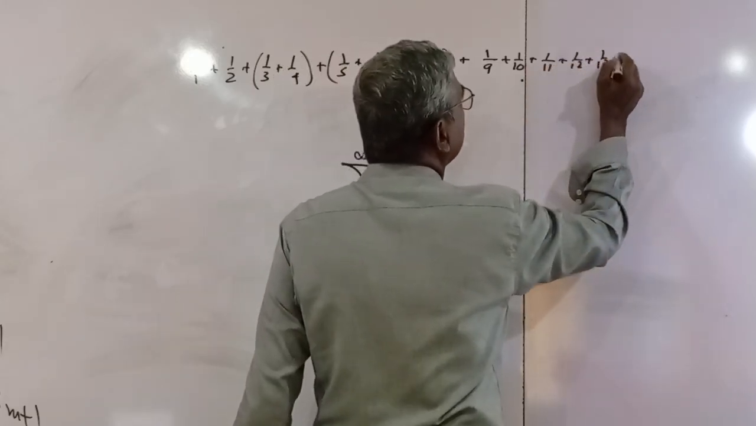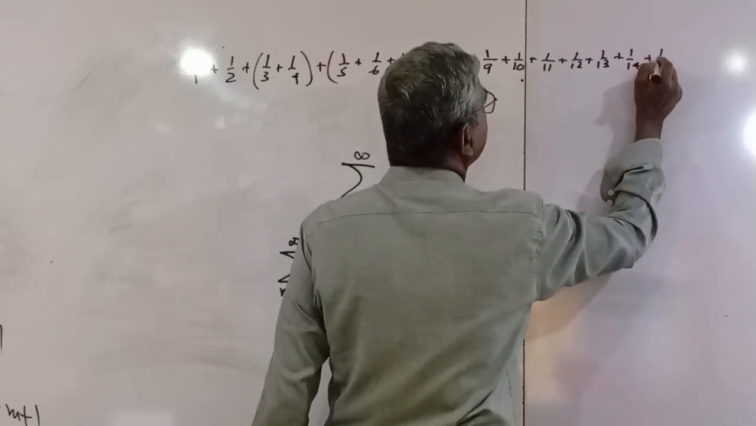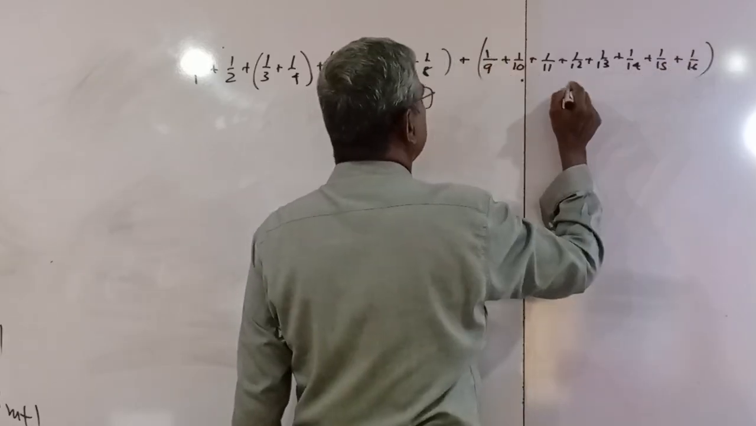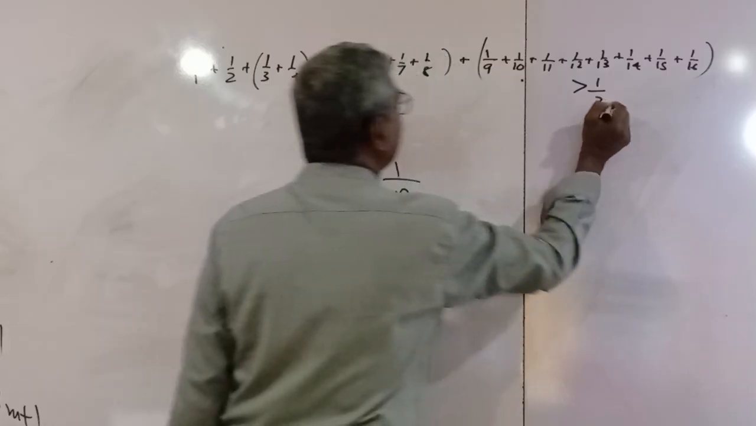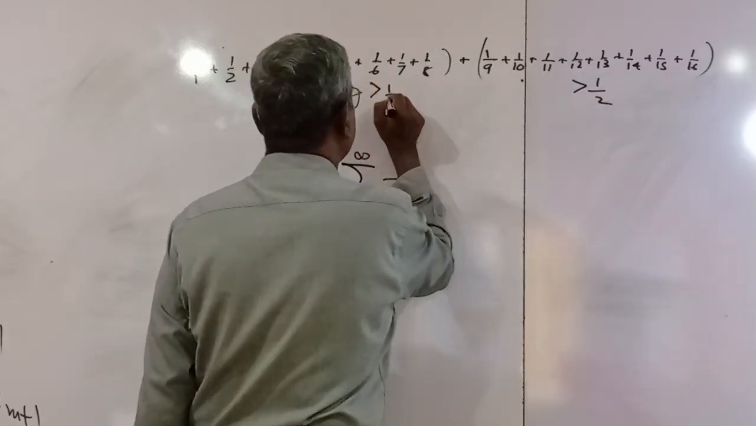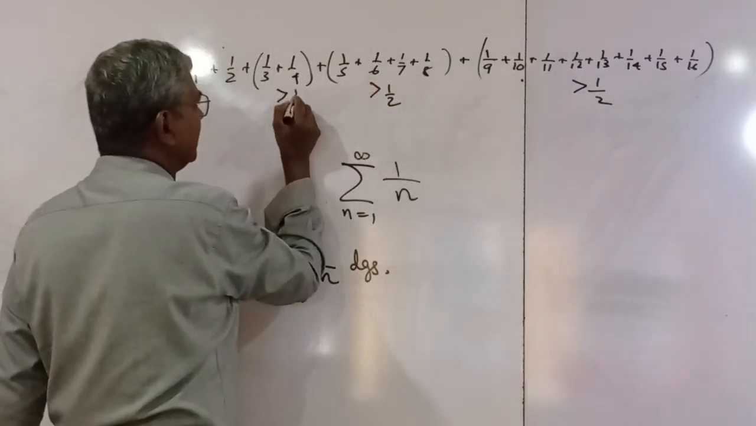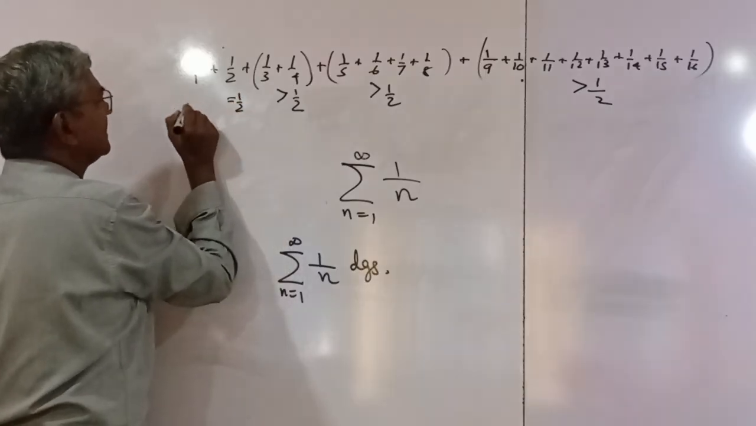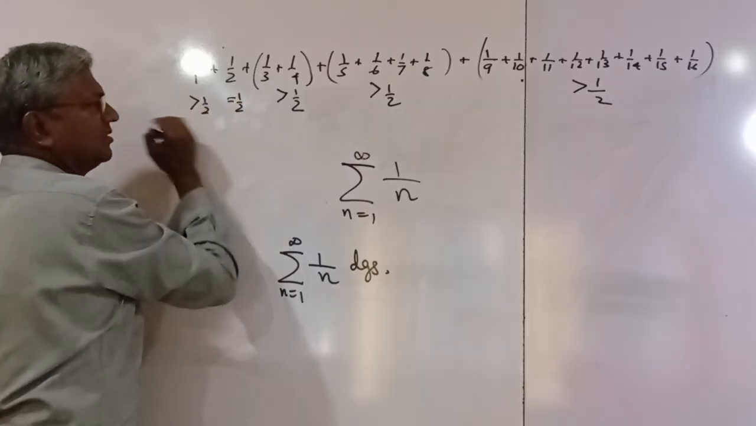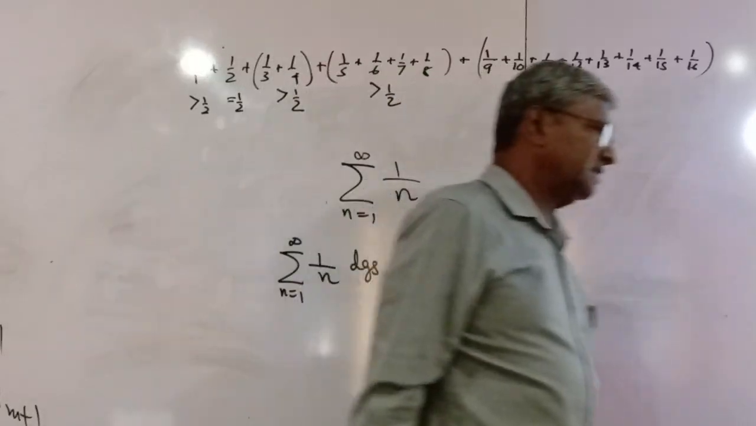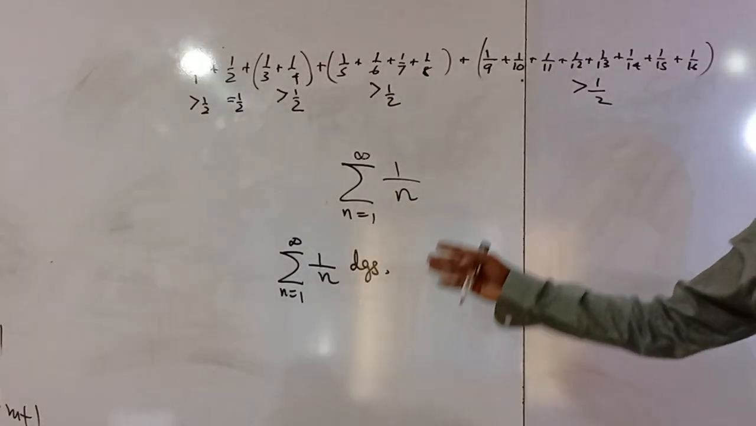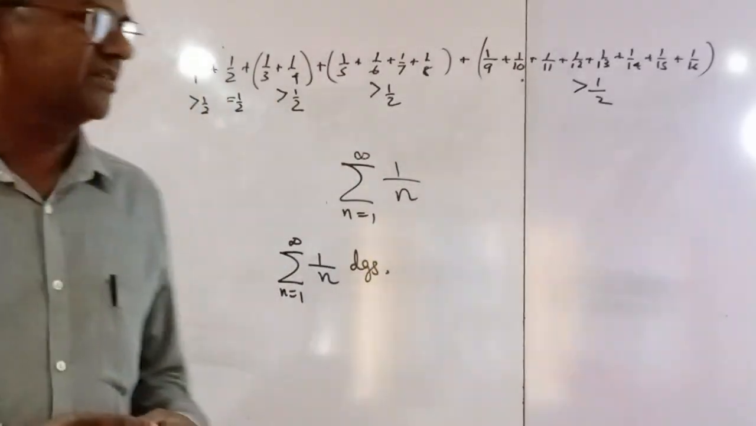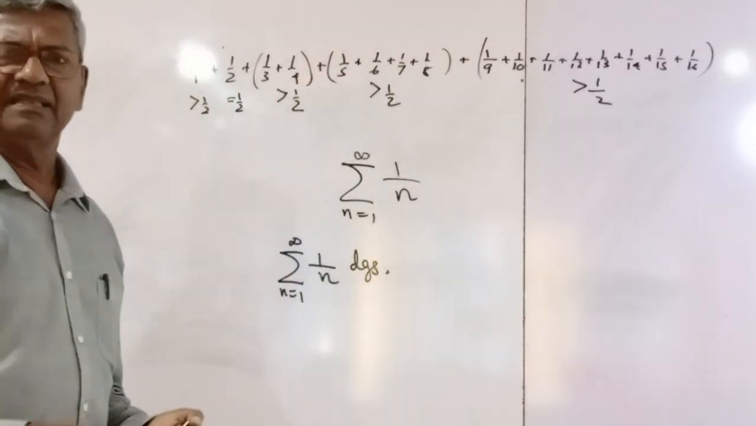1 over 13, 1 over 14, 1 over 15, 1 over 16. So this is greater than 1/2, this is greater than 1/2, this is greater than 1/2, this is equal to 1/2, this is definitely greater than 1/2. So now if you are adding infinitely many terms, each term greater than 1/2, there is divergence.